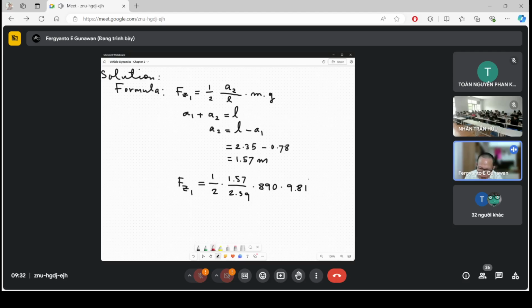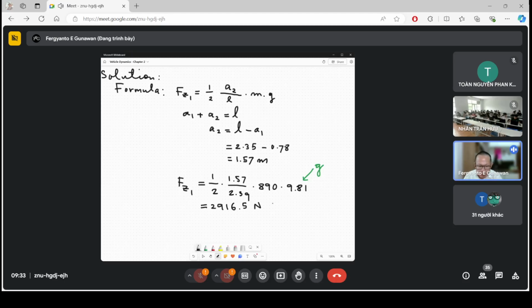This one is the gravity, so 9.81. As a result of this, I got FZ1 is 2916.5 Newton. So this is how we are going to get FZ1.